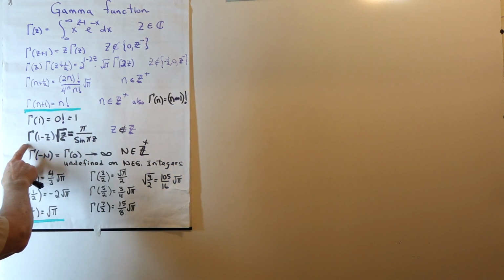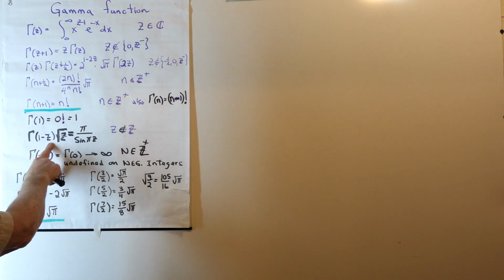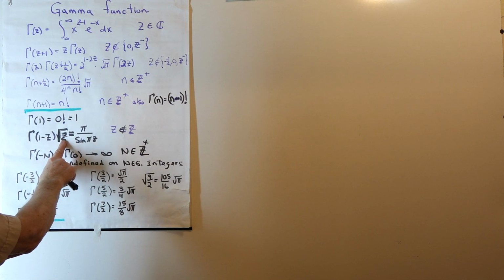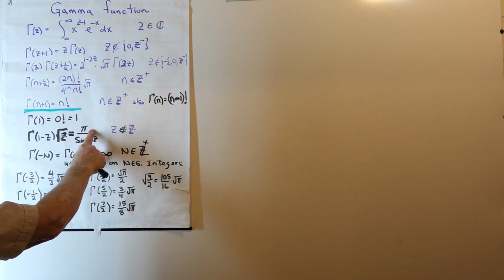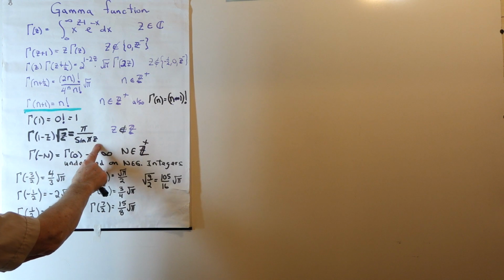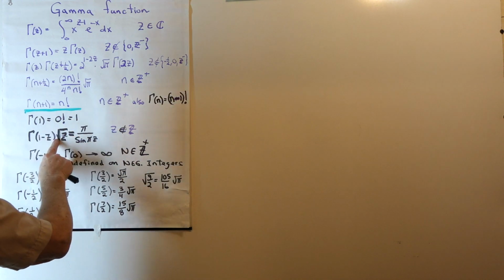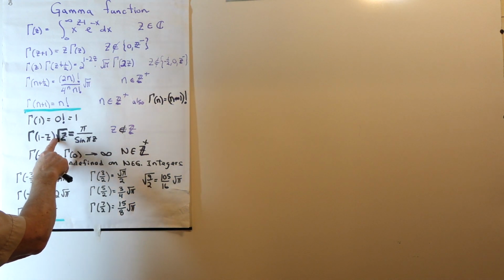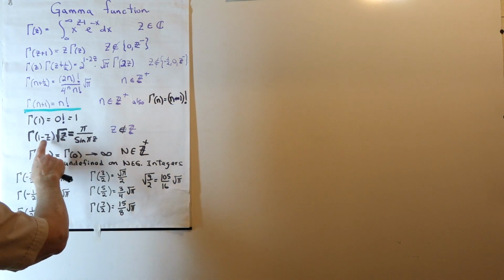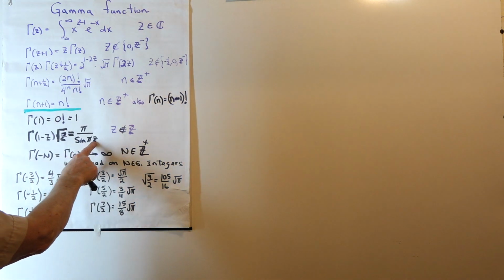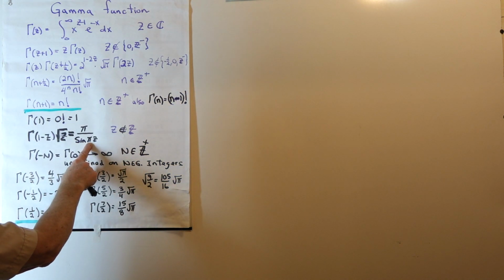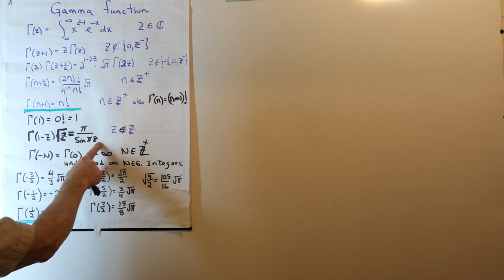Another very useful relationship is that gamma of 1 minus z times gamma z is equal to pi over the sine of pi z, but z cannot be an integer, either positive or negative, because this blows up. If z becomes an integer, you have the sine of an integral multiple of pi, which is always 0.